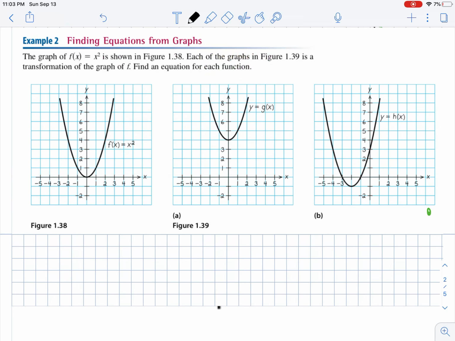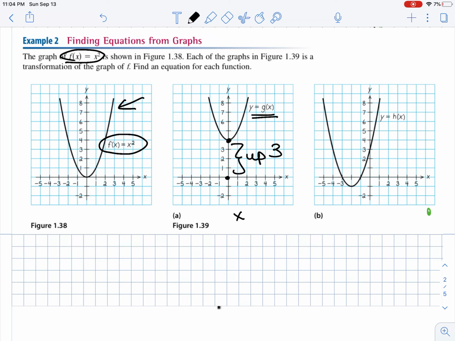And finding equations of my graphs. The parent graph shown is x squared. Find the equation for each. So remember, this is just our parent function. Let's look at this one. Okay, so we know for this one here, it looks a lot like this, but instead of being at 0, 0, it's up 3. So they went up 3.